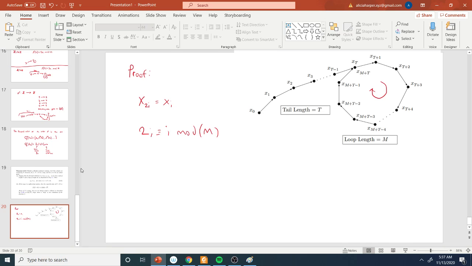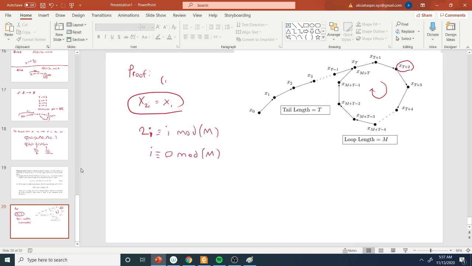Because, for example, if you're here at x sub t plus 2, then the number of times you'd have to go around to get back to it is m times, because the loop is length m. So really, if you're looking for this equality, what you actually want is 2 times i to be congruent to i mod m. But this is the same thing as i being congruent to 0 mod m.